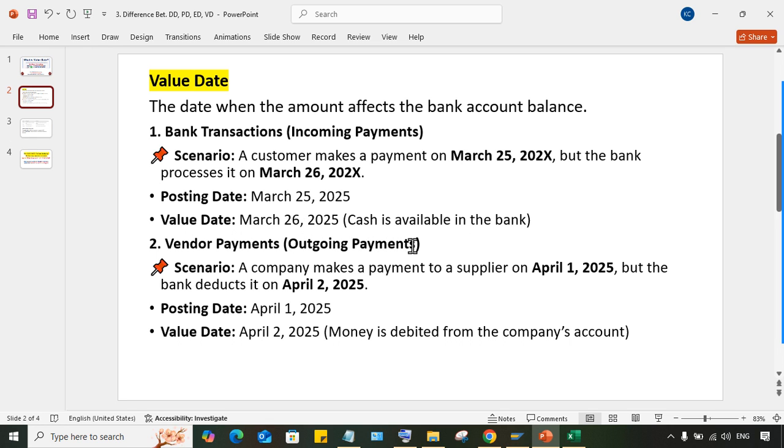Similarly, for a vendor payment, which is an outgoing payment, the company makes the payment to the supplier on, let's suppose, 1st of April, whereas the bank deducts this amount on 2nd of April, in the sense T plus 1, right? Once the money is deducted from your account, only then will it be paid to the vendor account. So here the posting date will be April 1st, whereas the value date is going to be April 2nd, because on that date the money is debited from the company's account, isn't it?